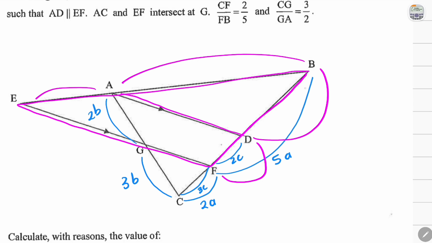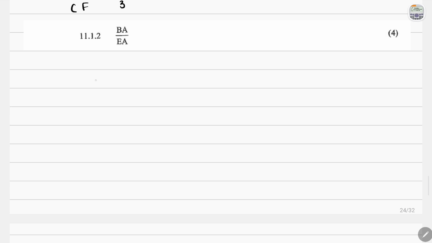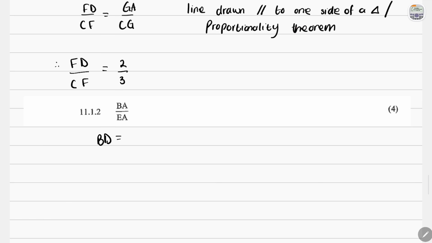To find BD, you can see that this full length, not really the length, but the whole ratio is 5A, and then this little part is 2C. Of course, they're not in terms of the same variable, but we can still express BD like this. To find BD, you take this entire 5A and then subtract the 2C, and then we get BD. So that's what I'm going to do first. BD is equal to 5A minus 2C.